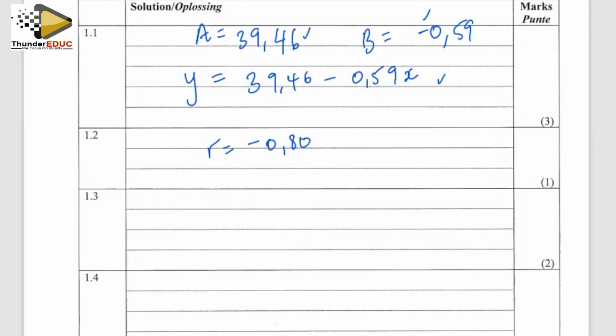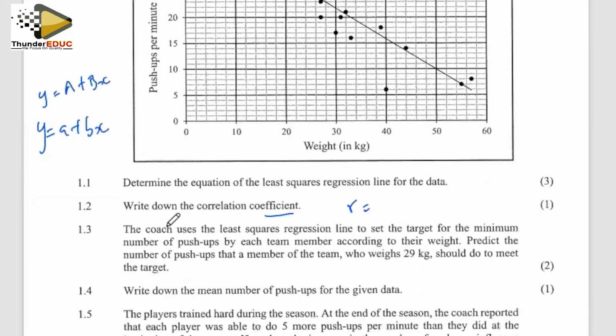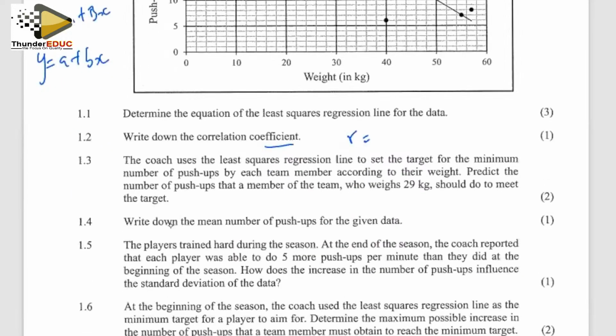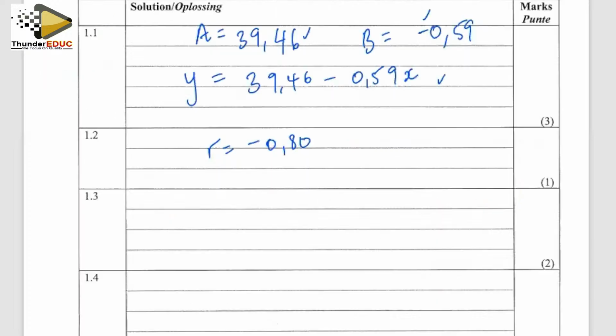Then 1.3, they're telling us that the coach uses the least squares regression line to set the target for the minimum number of push-ups by each team member according to their weight. Can we predict the number of push-ups that the member of the team who weighs 29 kilograms should do to meet the target? We've been given the weight, and the weight represents the X, so we must look for the Y using the regression equation.